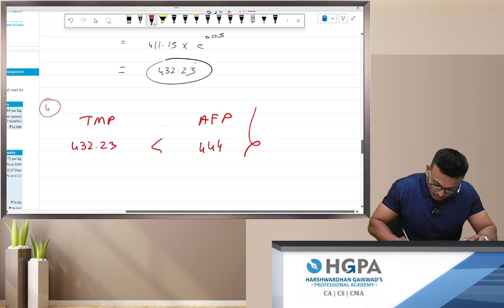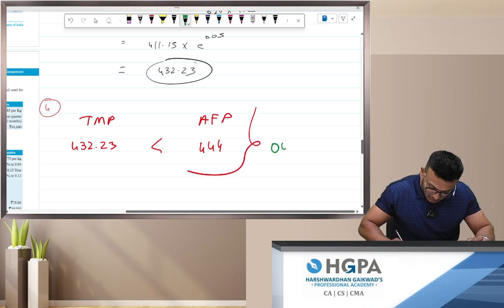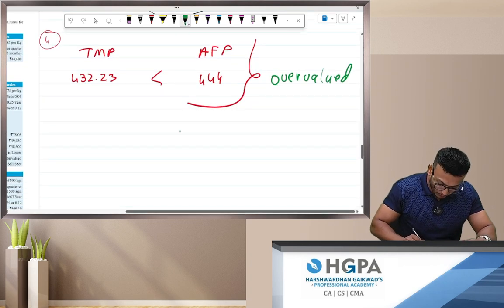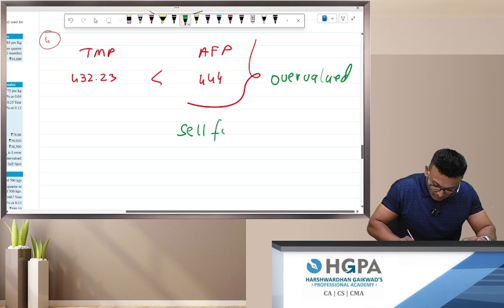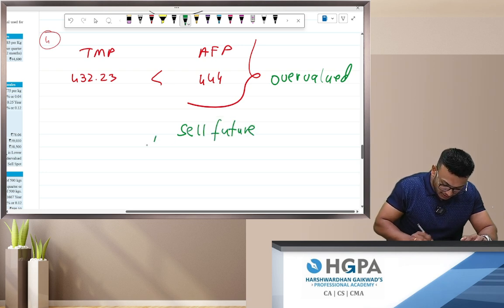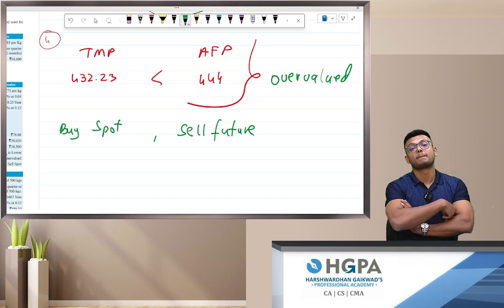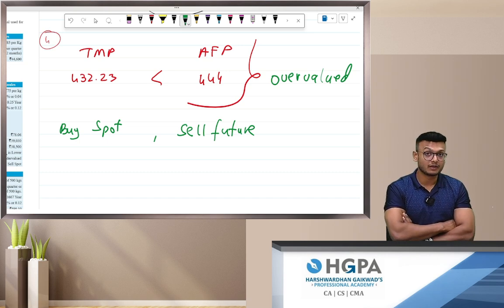This is more. This means the answer is what? It is overvalued. Whenever it is overvalued, you will sell future and you will buy spot. Okay, but the answer doesn't finish over here. Why? Because this is the recommended course of action.